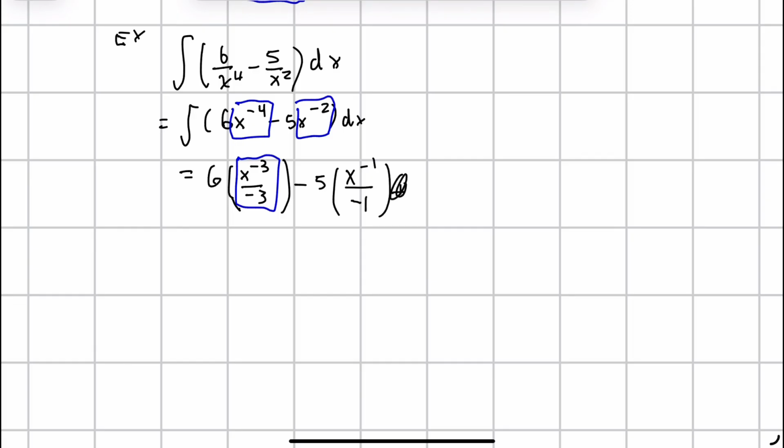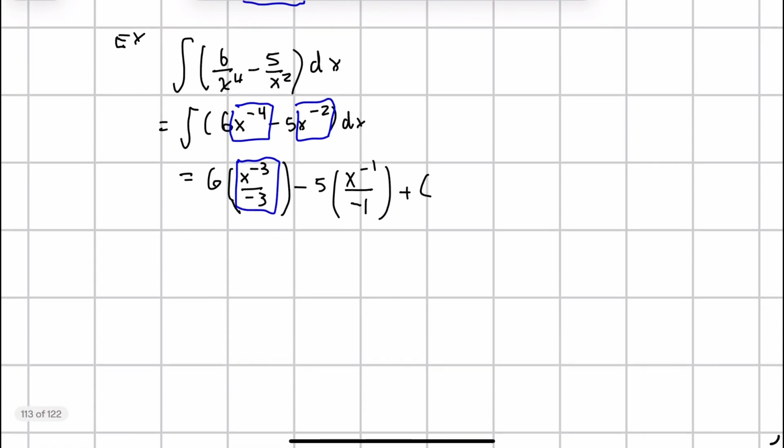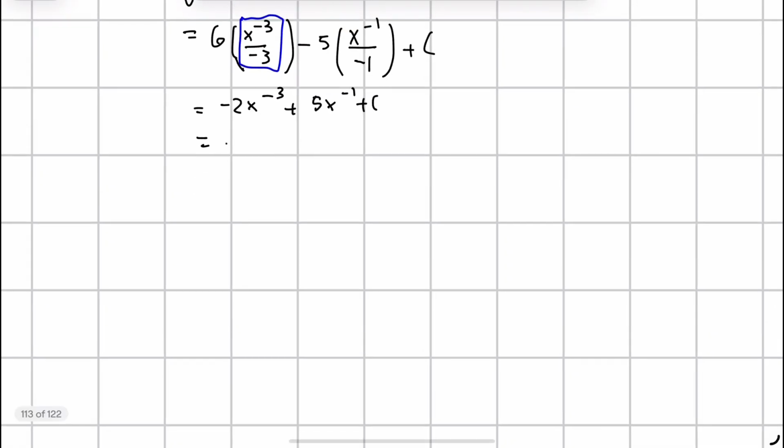And then we're going to add c at the very end. And there's the plus c. You can just add that plus c at the end because it's always going to be plus c, and that includes all of the constants, okay? So this would be -2x to the power of -3 plus 5x to the power of -1 plus c. And if you want, you can rewrite this using these division of exponents, right? So you could do -2 over x to the power of 3 plus 5 over x plus c.